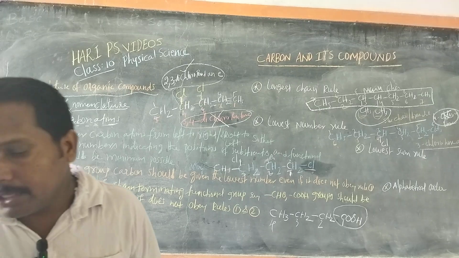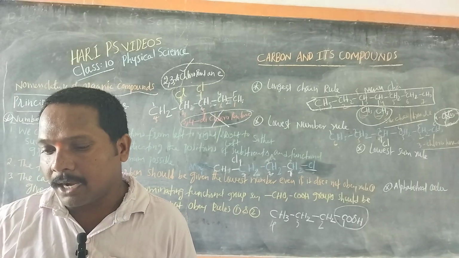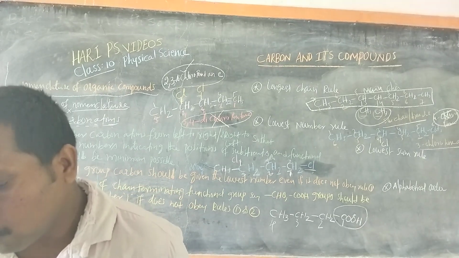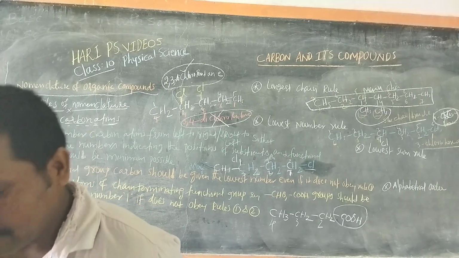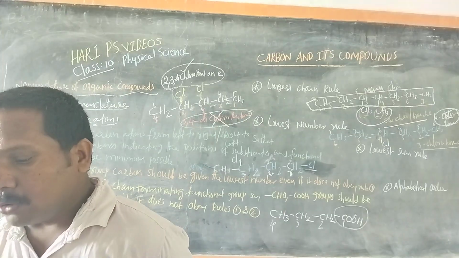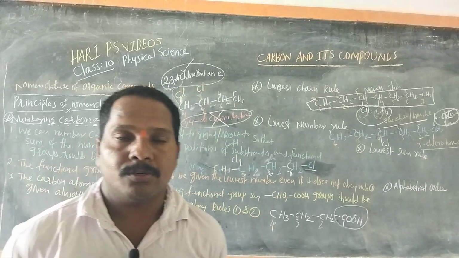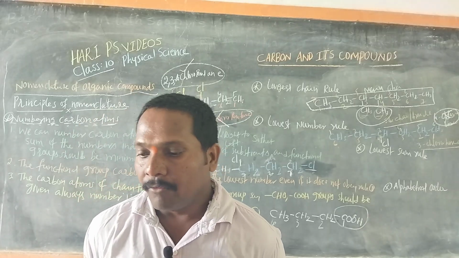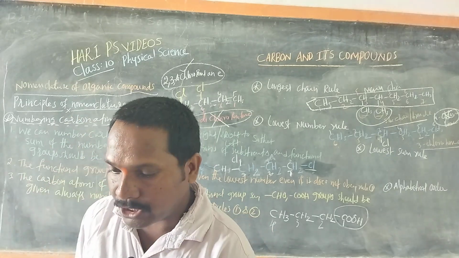Then coming to the lowest sum rule. If two or more substituents are in the carbon compound, a parent carbon compound has two or more substituents, the parent chain is numbered from the end which gives the lowest sum of the substituent carbon atoms.